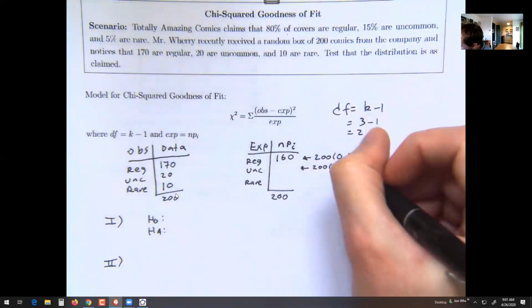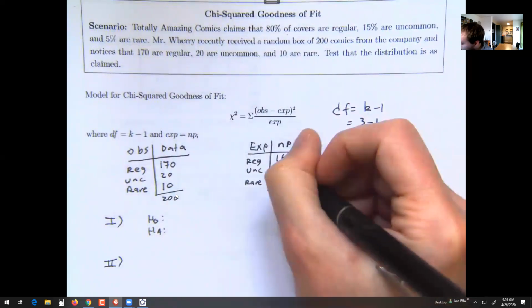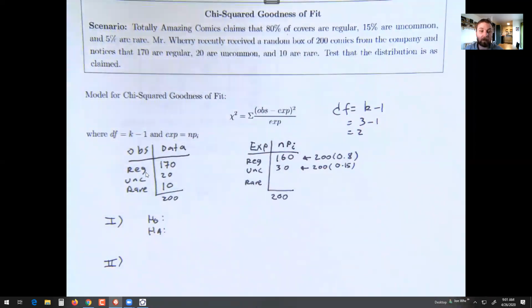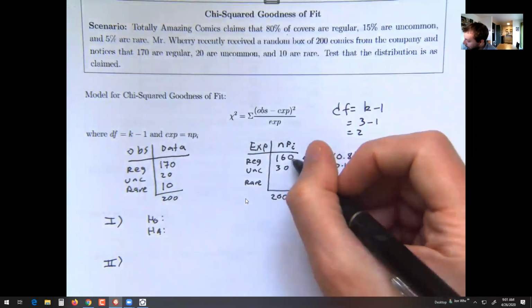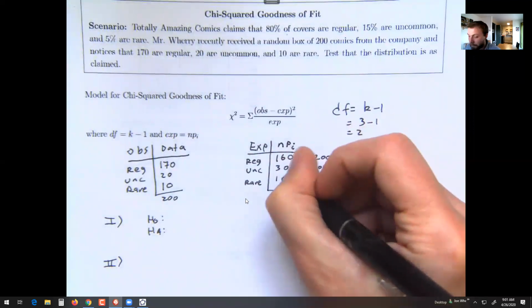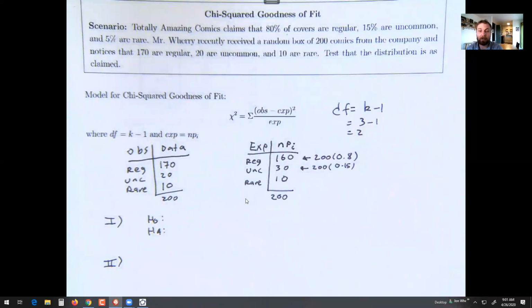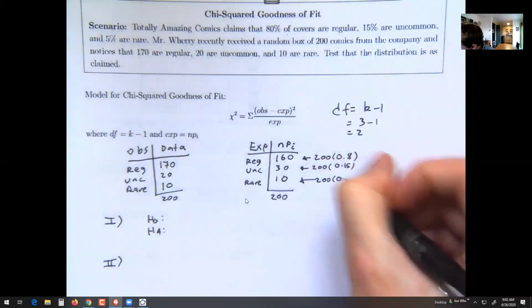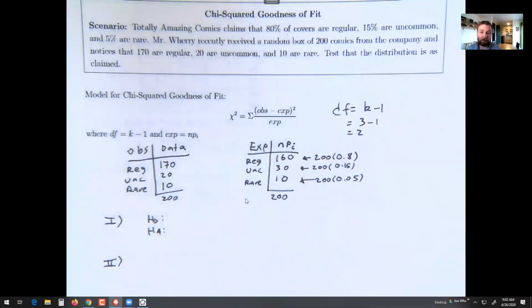Next one, 200, and they tell me this should be 15%. When I type that into my calculator, I get 30. I got 20 uncommon covers. I was expecting 30. I'm off by 10 again. Finally, rare. Well, just a quick check, 160, 190. It's out of 200. I'm missing 10. So this last number must be 10. I knew 2 of the categories, and I could solve for the remaining 1. They still give me the percentage, which is great, because then I can double check this by doing 200 times that 0.05 like they tell me. That still gives me that number 10.